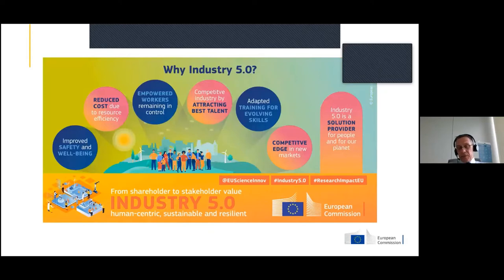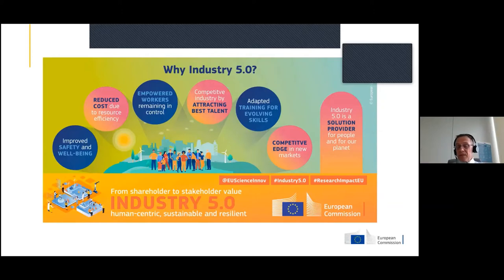However, the question is, why should a company embark on something like Industry 5.0? What is the business case there? Okay, you can look at what would be the positive impacts for the workforce. Of course, Industry 5.0 would improve their safety and their well-being. It will empower workers, so they remain in control. So it's not that they have to adapt to new technologies, but it's the other way around. What can new technology provide for workers to make their job better, more productive, of higher quality, and to have more satisfaction?